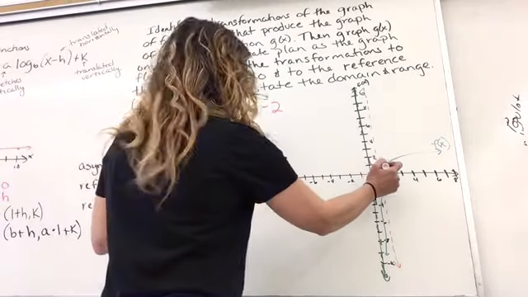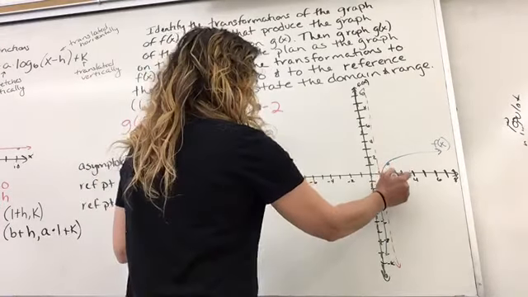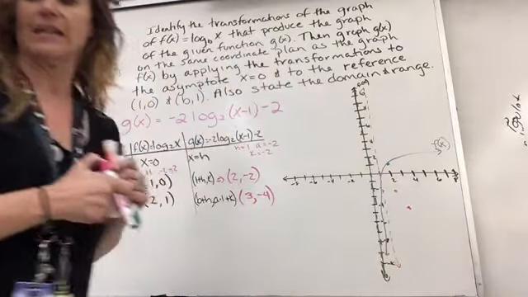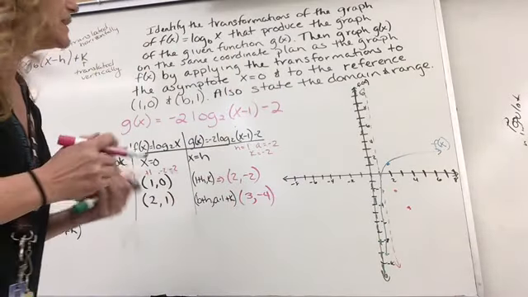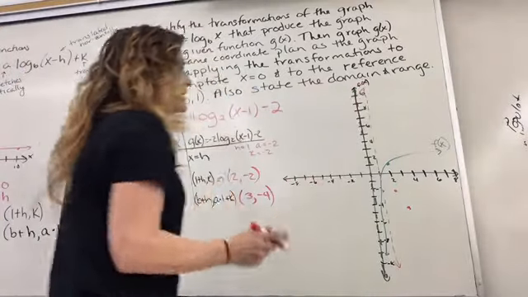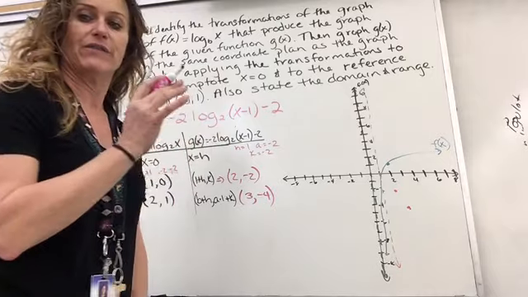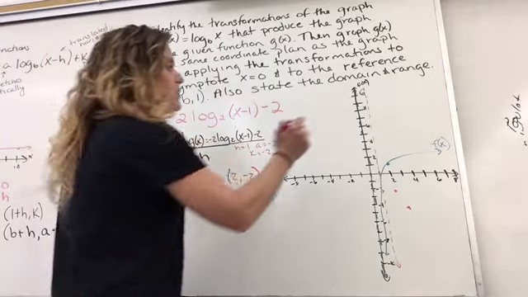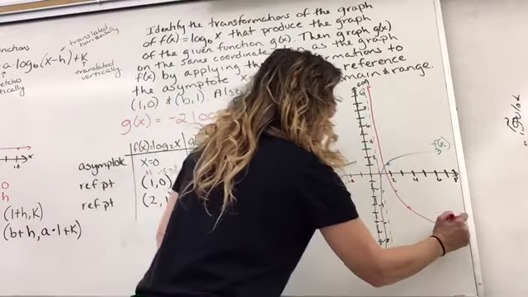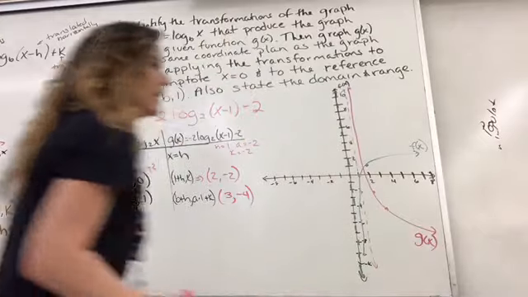So at positive 2, negative 2 is our first point. And then at positive 3, negative 4 is our second point. Now, this one looks a little different than the other one, because it's a negative. Remember, when it's a negative, it's being flipped. It's having that reflection. So this one is going to go downward and come over. This is our g of x.